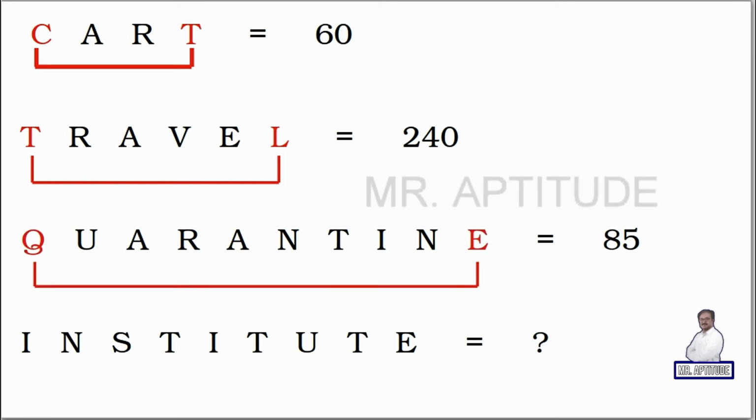Let us apply the same thing here. Quarantine. Q is the 17th letter. E is the 5th letter. 17 5 times 85. Let us apply the same thing here. I is the 9th letter. E is the 5th letter. 9 5 times 45.